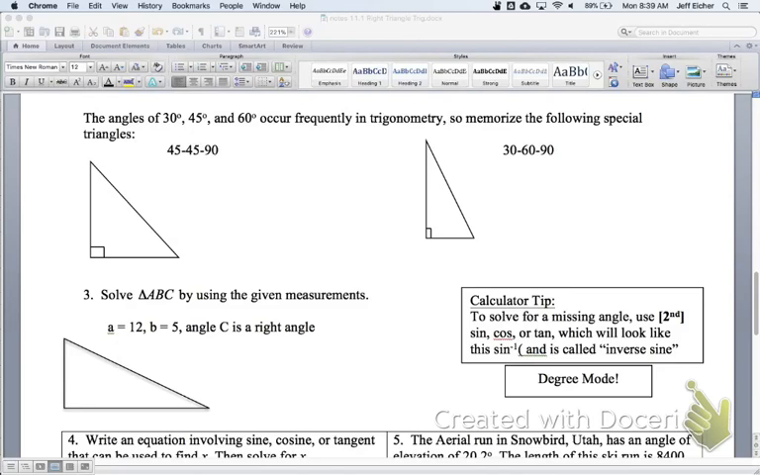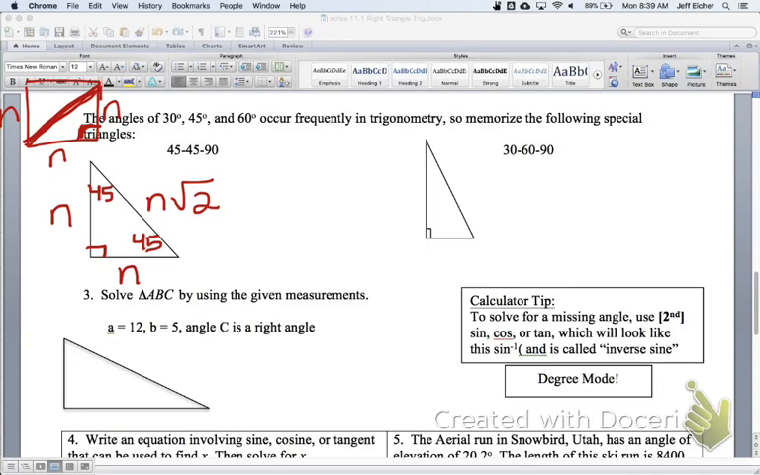The 45, 45, 90 pattern is basically based on a square. You have an n and an n. If you were to use the Pythagorean theorem to find this side, or this diagonal, you would get an answer of n root 2. The pattern here would be these are the 45-degree angles, and the 90-degree angle is already labeled with a little square in the corner. The sides opposite the 45s are congruent. It's an isosceles right triangle. And this side would be n times the square root of 2. So I would recommend knowing that pattern, that you'd be able to reproduce it right there.